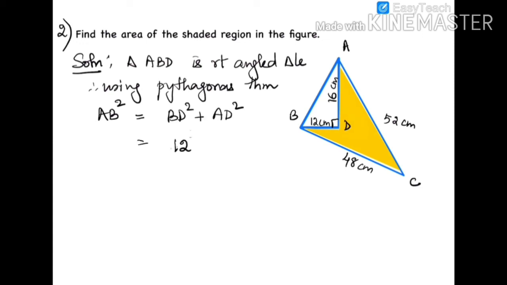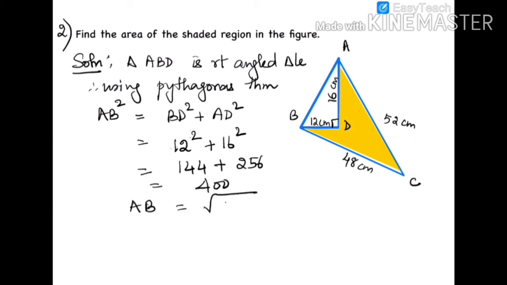Substituting the values of BD and AD, we get 12 square plus 16 square, which is 144 plus 256. On adding, we will get 400. So AB will be square root of 400, which is equal to 20 centimeters. So now we have the third side of triangle ABC. So we can find the area of triangle ABC using Heron's formula.